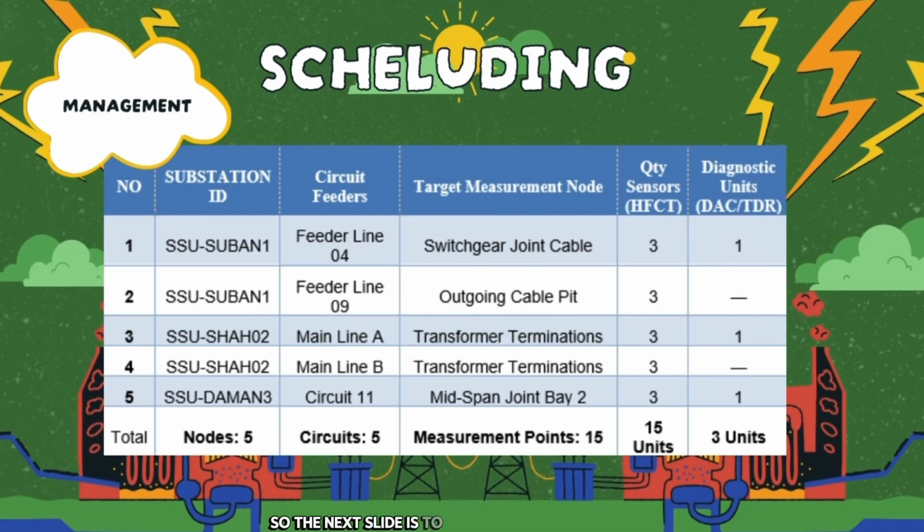So the next slide is to demonstrate the scope of deployment. Our engineering field target involves 5 distinct substation nodes covering 5 critical circuit feeders across locations like SSU Subang and SSU Shah Alam. This represents a total of 15 target measurement points using a combination of high frequency current transformer sensors and DAC or TDR. You need to pull dense environmental data across transformer termination, switchgear joint, and mid-span joint bay.